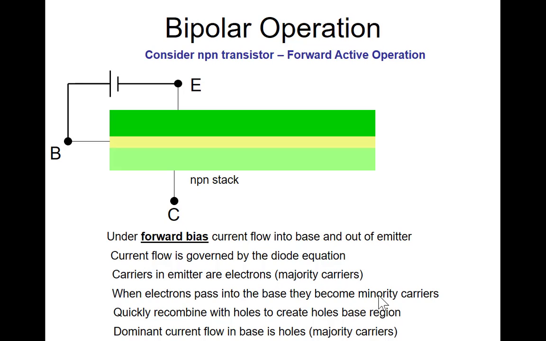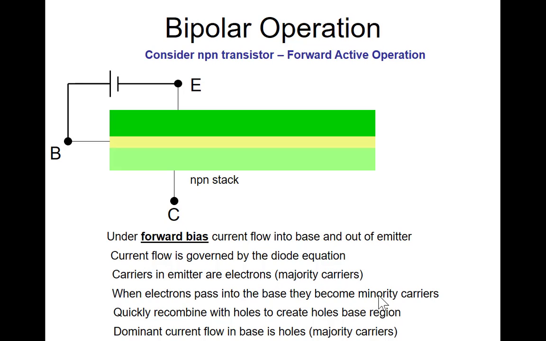I'm first going to forward bias the base emitter junction of an NPN transistor. So I'm going to consider an NPN transistor, forward bias the base emitter junction, and look initially at operation in what's called the forward active region. We're going to see there are several regions of operation in a bipolar transistor, as there were in the MOS transistor. Under forward bias, I've left the collector open right now. Current will flow into the base and out the emitter.